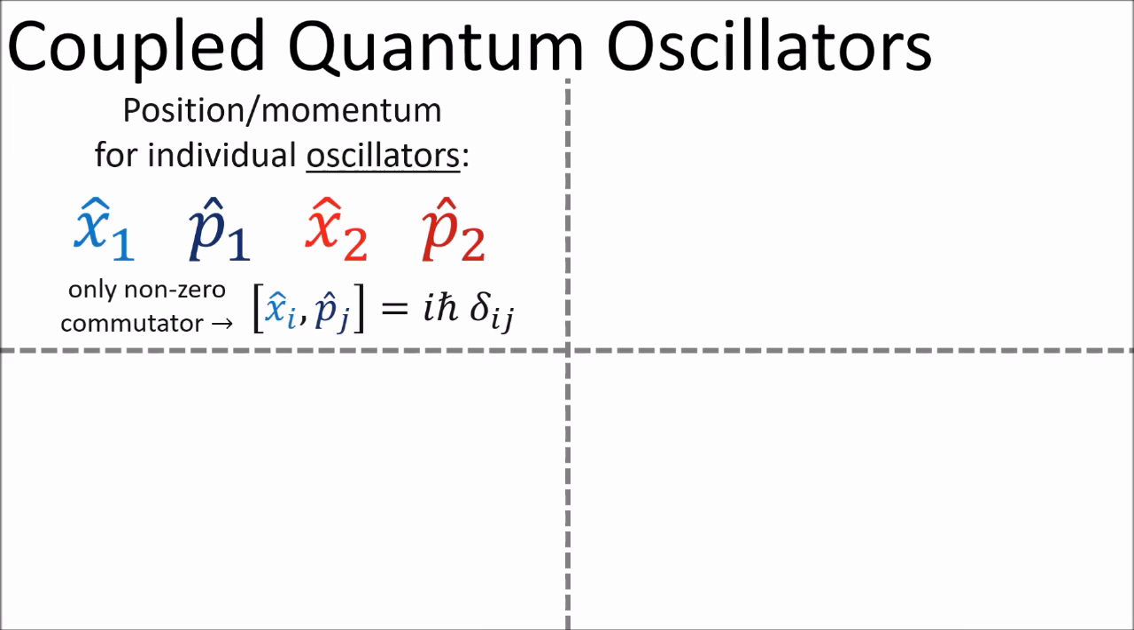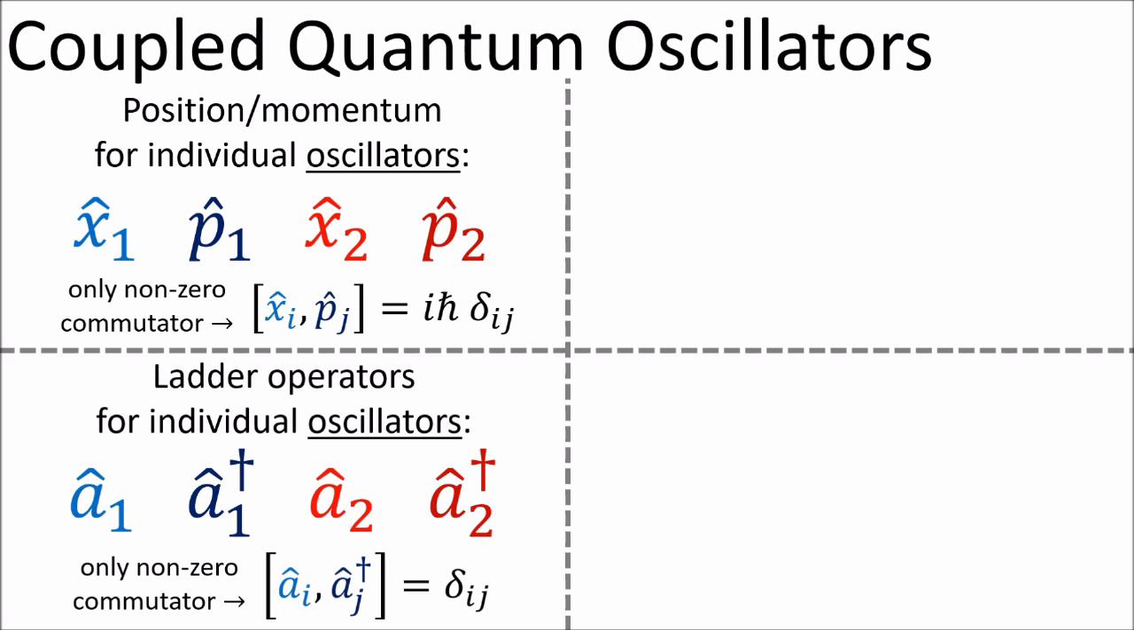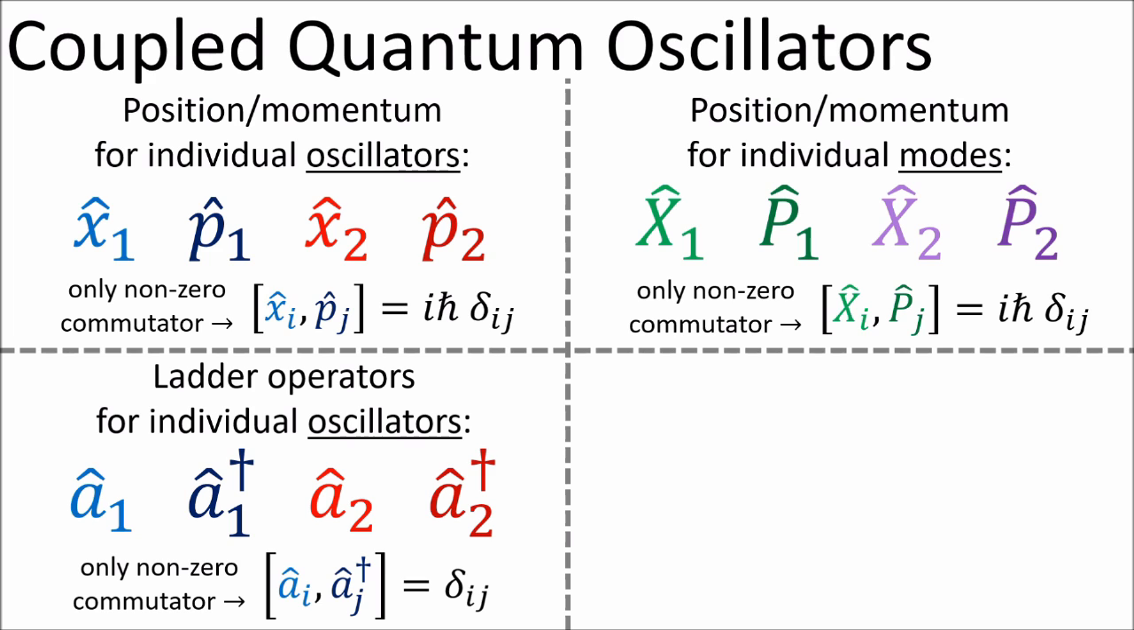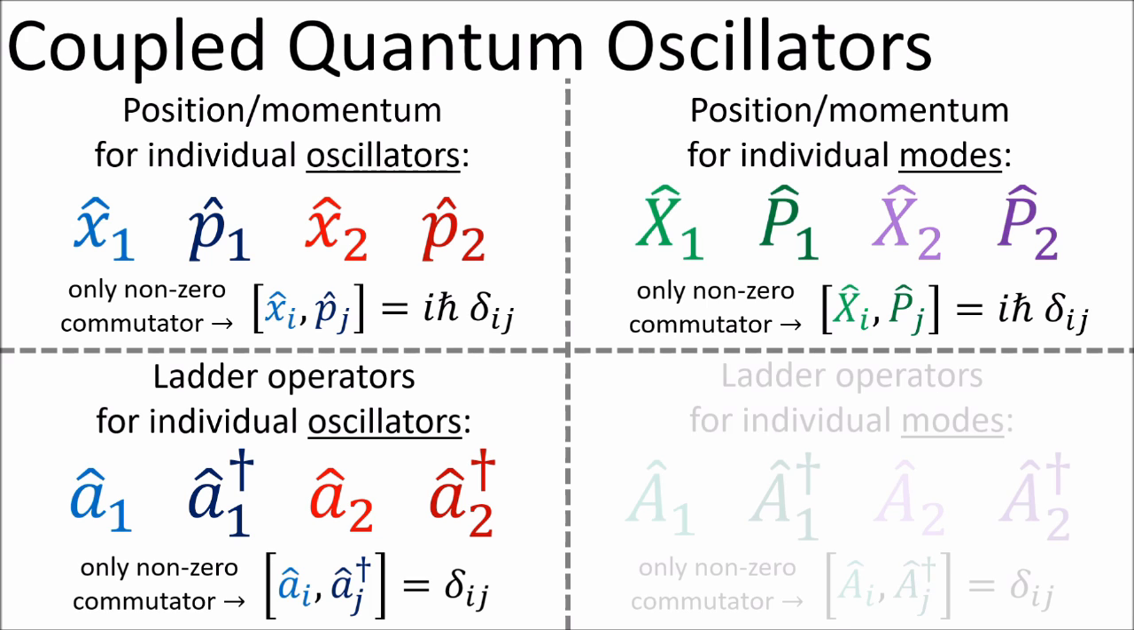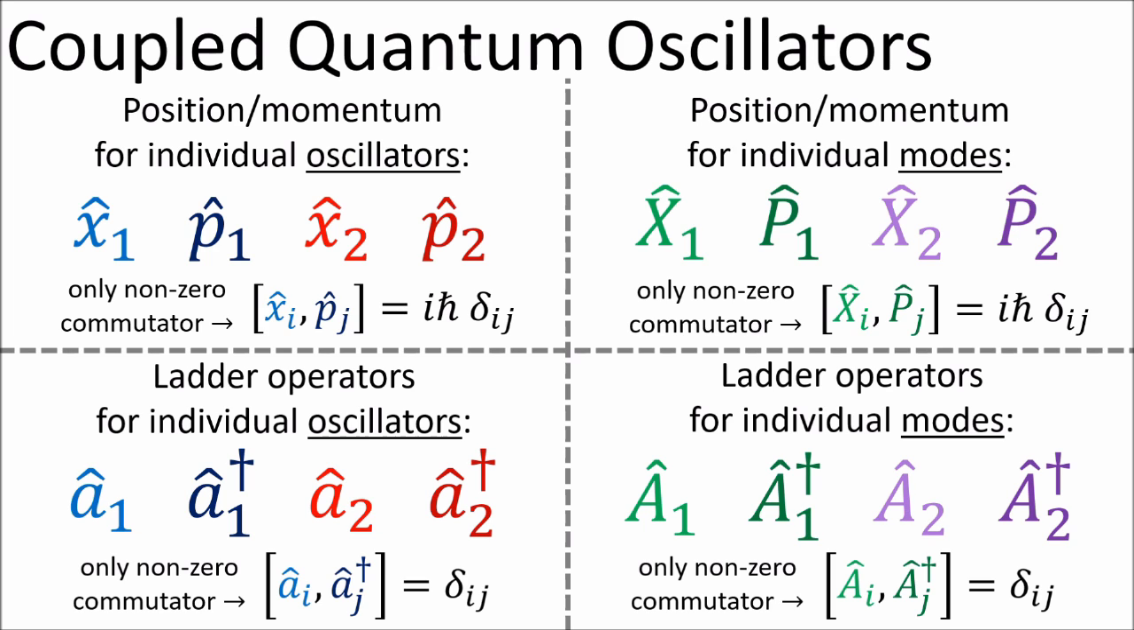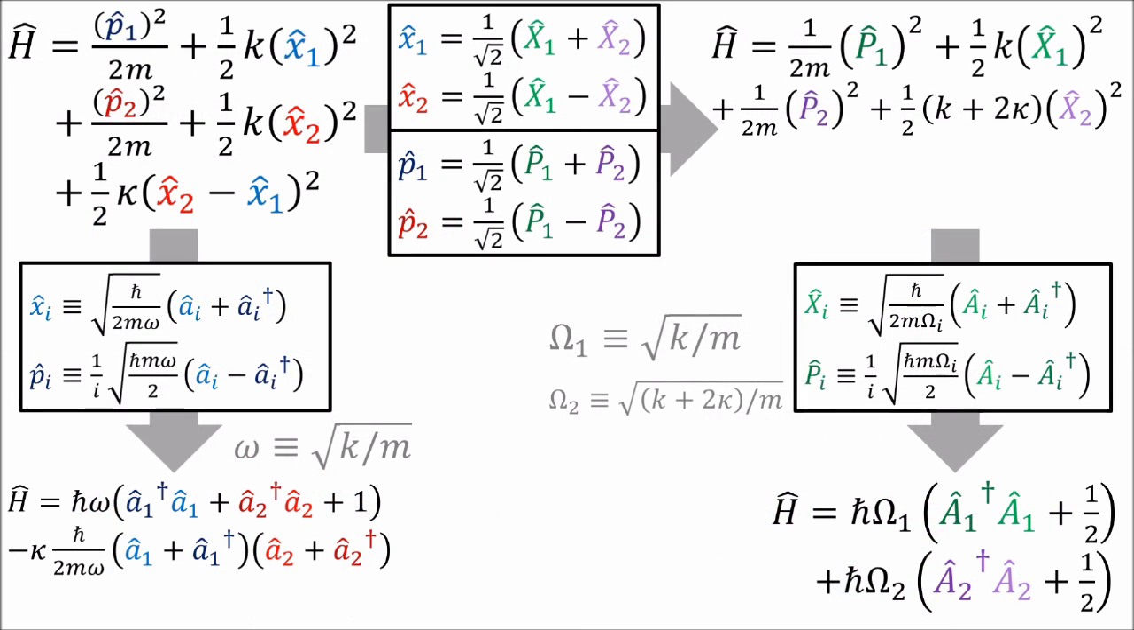So we have the original small x's and p's for measuring position and momenta of individual masses. We can use these to define the small a ladder operators for changing energy levels of individual masses. We can also define the big X's and big P's, which measure the positions and momenta of the normal modes of the system. This causes the terms in the Hamiltonian to decouple, making it simpler. And we can define the big A ladder operators for changing energy levels of individual normal modes. The conversion equations between all these operators are given here.